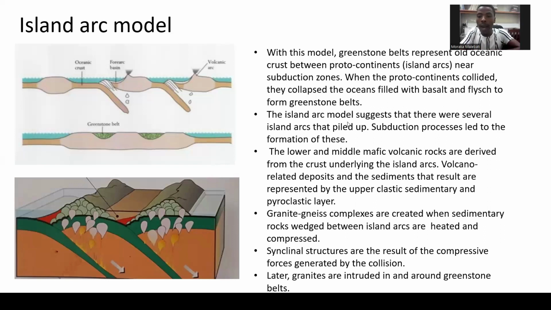All right, the island arc model suggests that there were several island arcs that piled up. Subduction processes led to the formation of this. The lower and middle mafic volcanic rocks are derived from the crust underlying the island arcs. All right, the crust underlying the island arcs, that's what brings the lower and middle mafic volcanic rocks. And then volcano-related deposits and the sediments that result are represented by the upper clastic and pyroclastic layers.